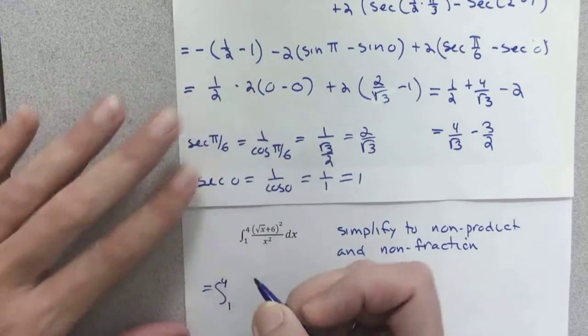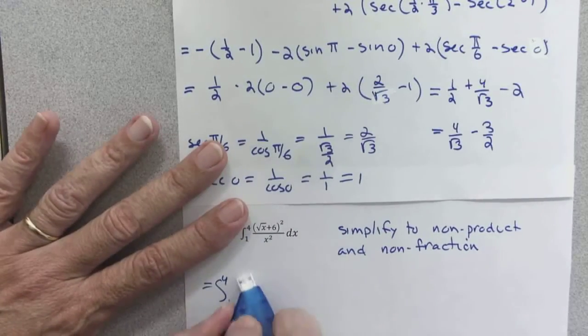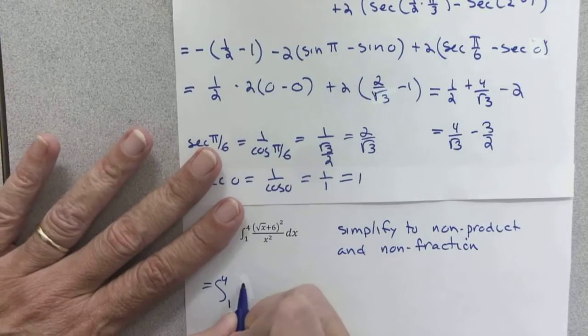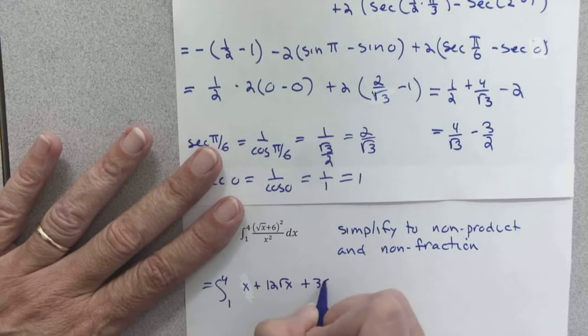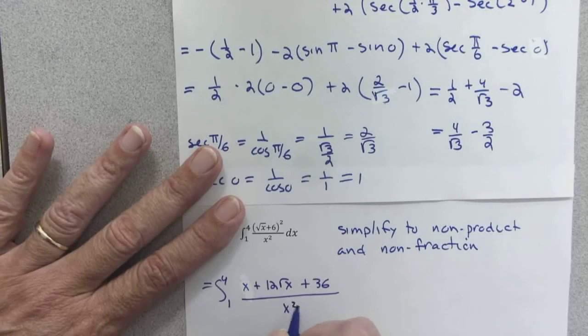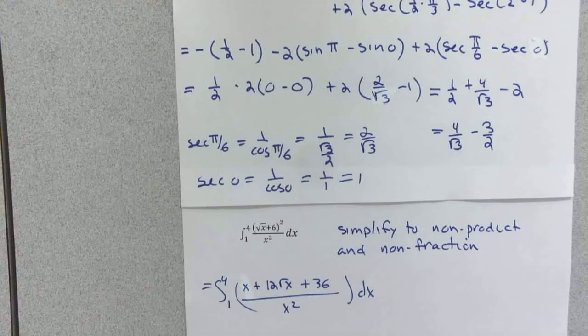So it's going to be 1 to 4. FOILing out the numerator is going to give me x plus 12 square root of x plus 36 all over x squared dx. Remember, all I did there was FOIL out the square root of x plus 6. Just FOILed that out, and I'm going to get x plus 12 square root of x plus 36.